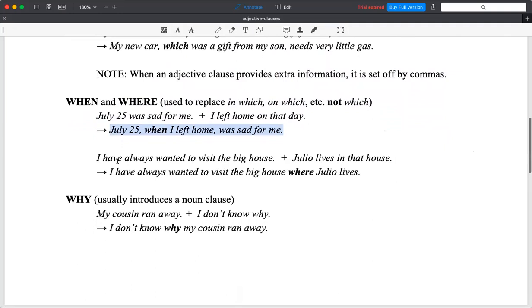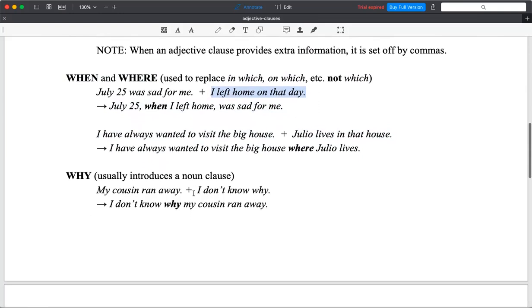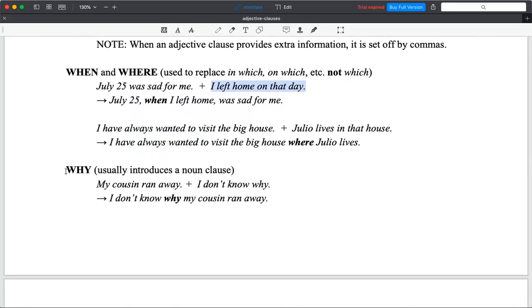I give you one more example to clarify the meaning. I have 2 more short sentences. I have always wanted to visit the big house. My second short sentence is Julio lives in that house. To combine both, I would say I have always wanted to visit the big house where Julio lives. So it is very important to use the proper pronoun based on the meaning of a sentence. It is very important to change the second simple sentence and add it as an adjective clause within your first sentence to create that complexity of the structure.